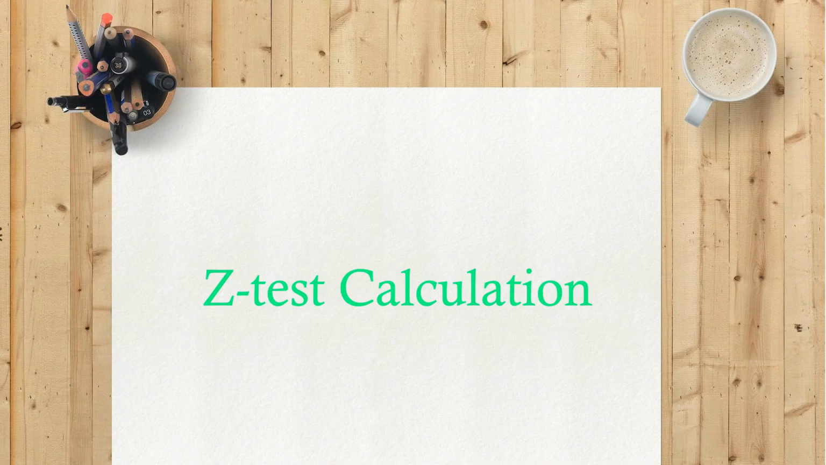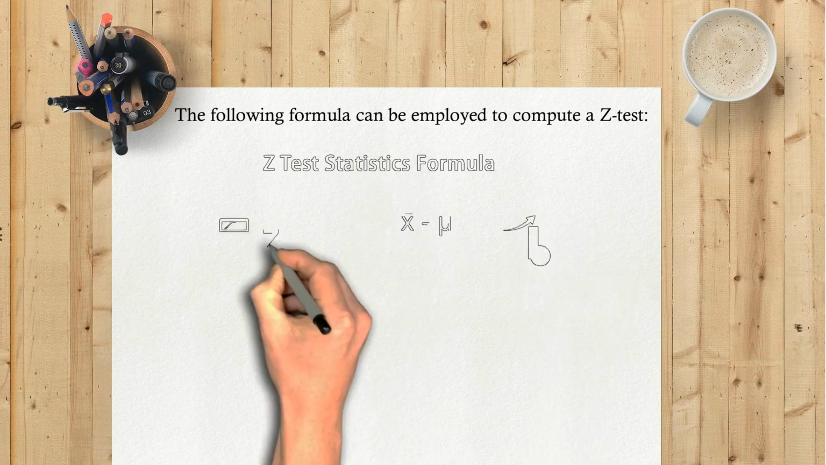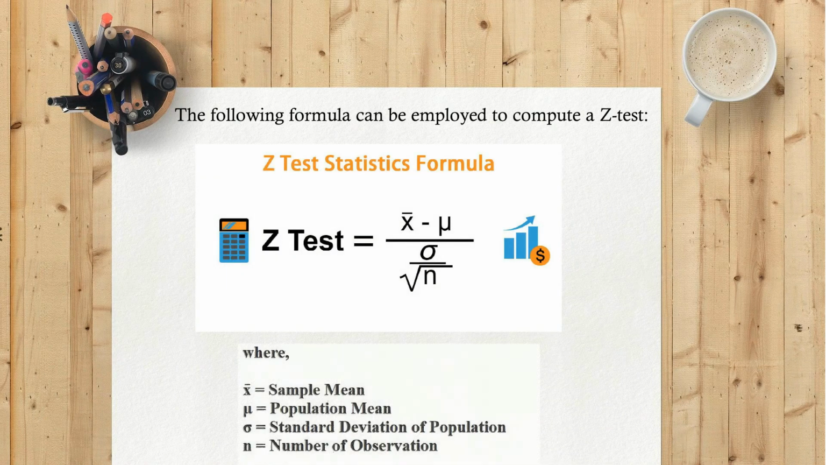Z-test calculation. The following formula can be employed to compute a z-test. Z equals x bar minus mu, divided by sigma divided by square root of n, where x bar equals sample mean, mu equals population mean, sigma equals standard deviation of population, n equals number of observations.